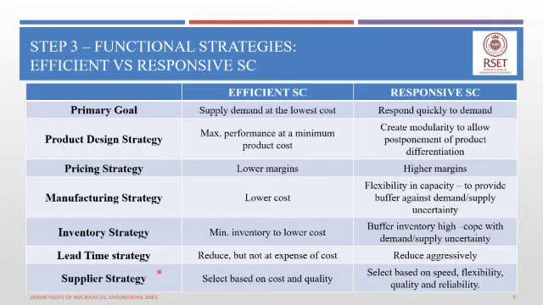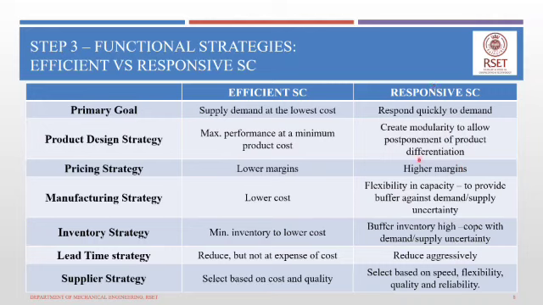The lead time strategy is based upon how long it takes for a particular firm to deliver products to the customers from the time of order. It's called lead time. In efficient supply chains, they try to reduce the lead time, but not at the expense of cost. So it is not possible for an efficient supply chain to reduce lead time by increasing cost. They find, at the lowest possible cost, how far can we reduce lead time?